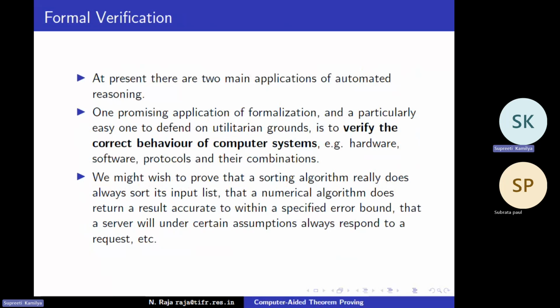Let's look at applications of interactive theorem proving. There are two main applications. One is to verify the correct behavior of computer systems. Computer systems are made up of several things. There is hardware, there are protocols, there is software, and there are combinations of them.